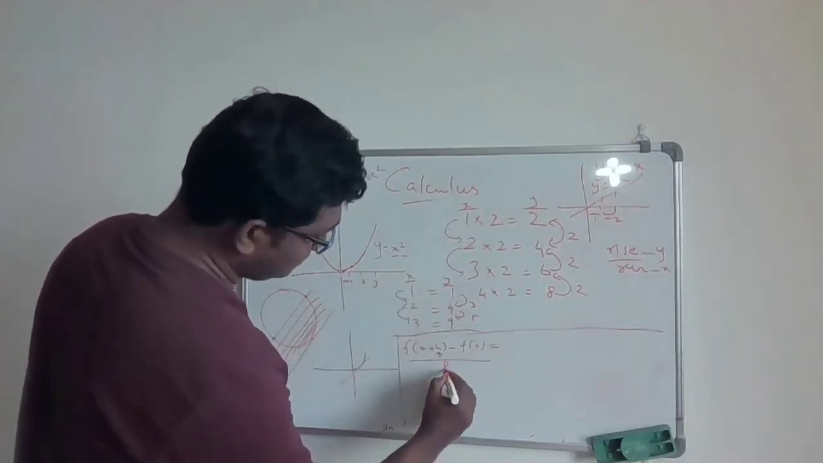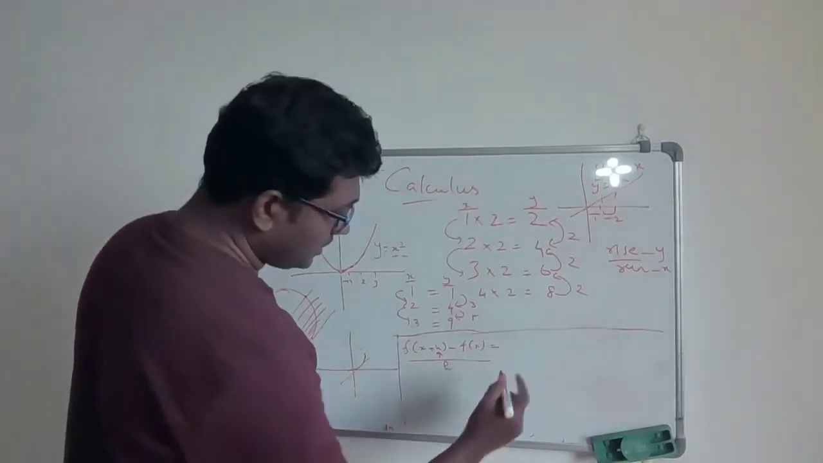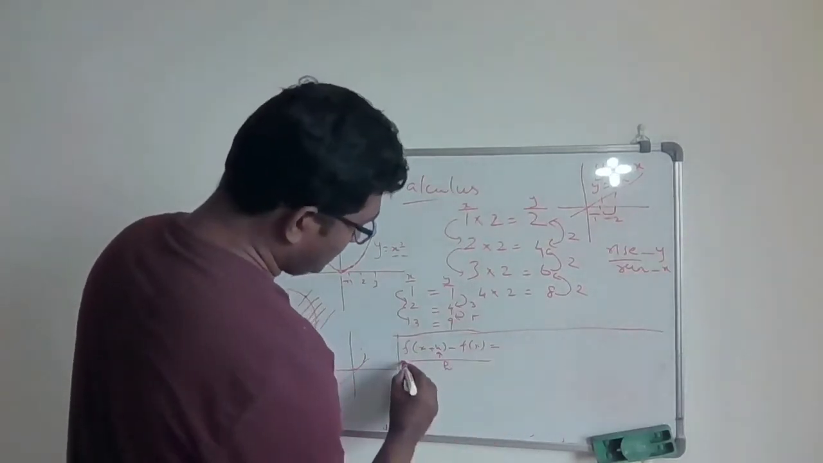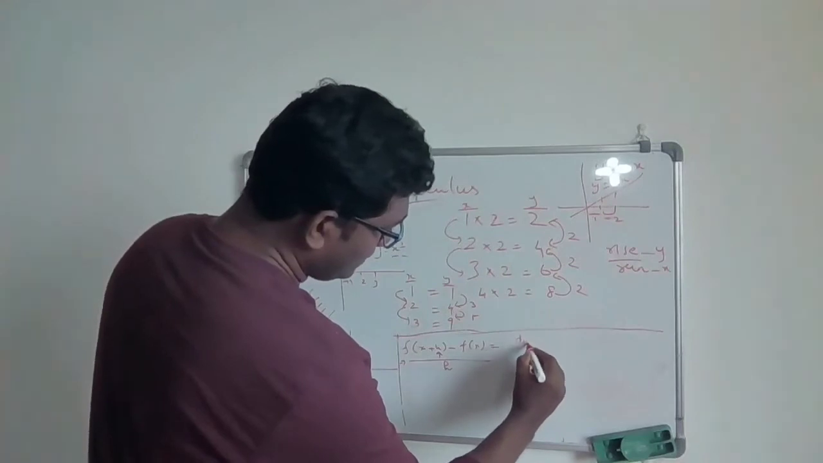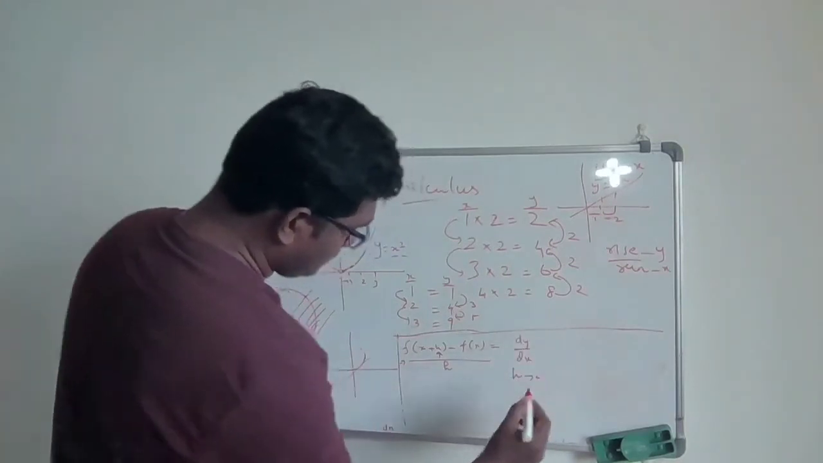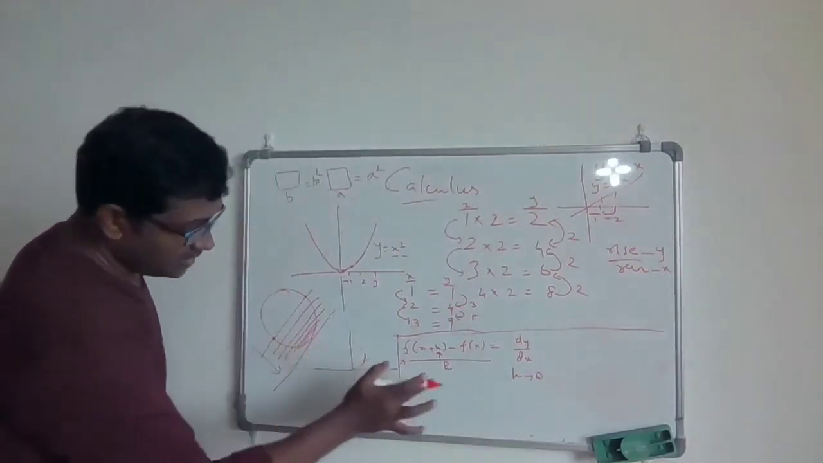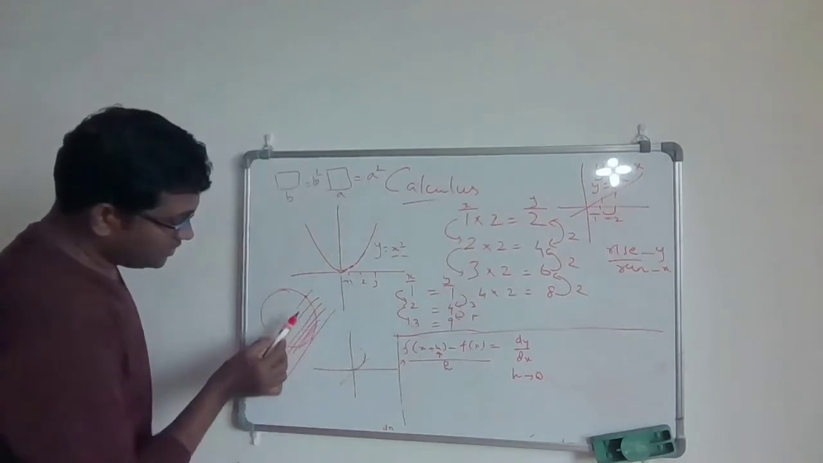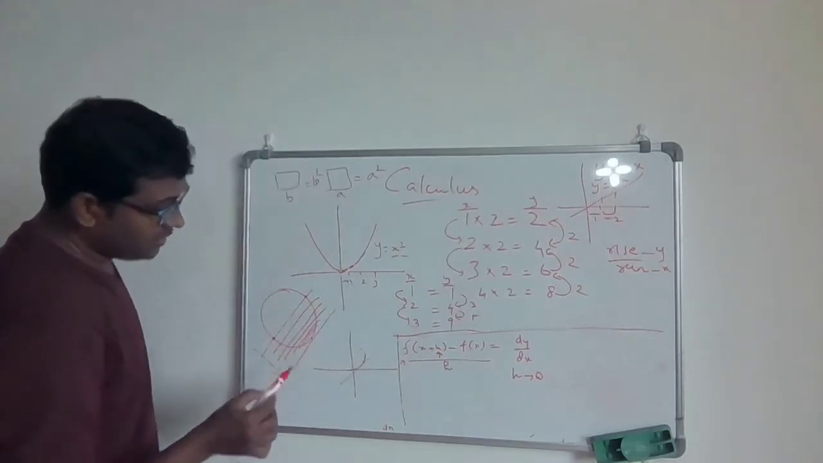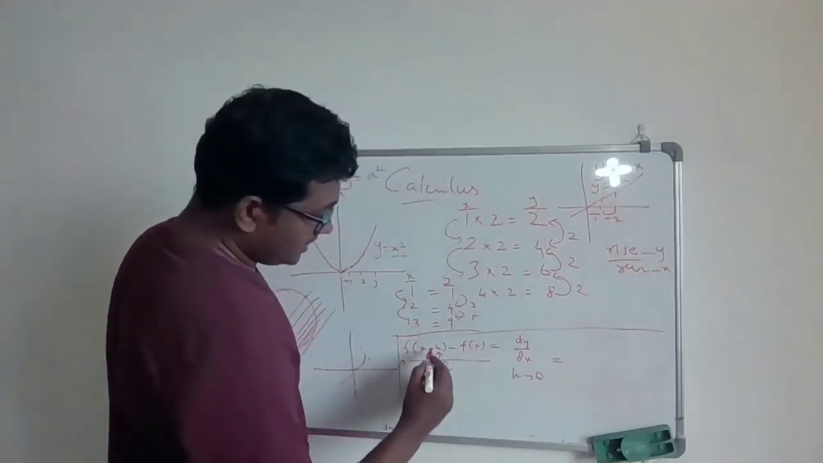That is h. That is a small change in x. So this becomes, you can write it as dy by dx. That is when h is close to zero. So what it really means is that the small change approaches zero. The small change at this particular point, when it approaches zero, is equal to f of x plus h.